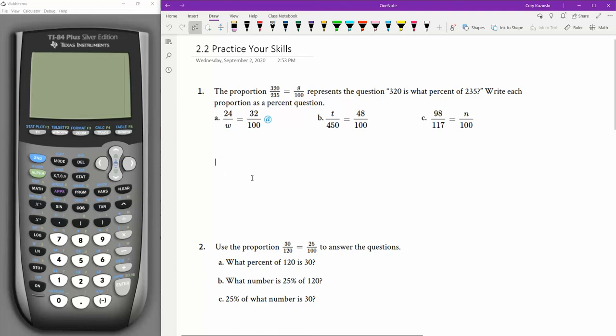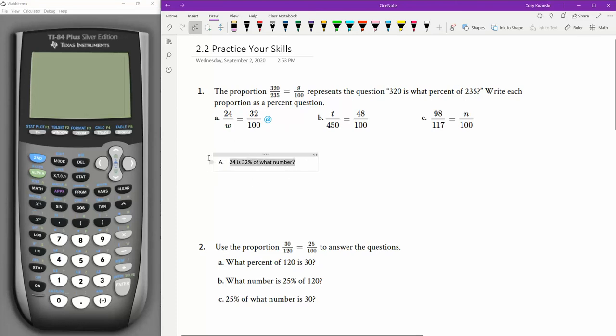So let's start there. 24 is on the top, that's my is. 24 is, and then the 32 is above the 100, so that's my percent. 32% of, and my unknown is down here, so of what number? That's my question. Let's label that A.